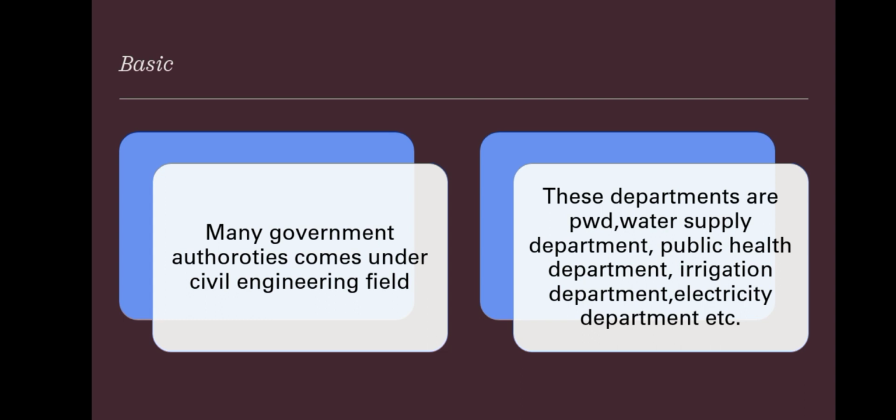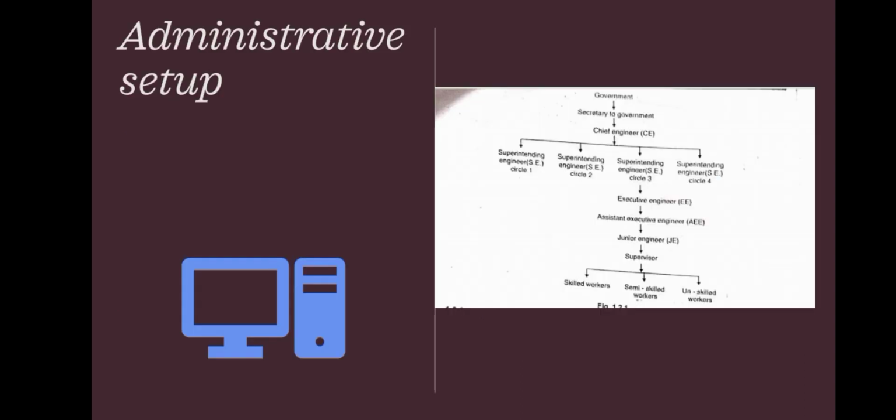As we know, as civil engineers, we have to work in several government sectors. These government departments are mainly known as the water supply department, PWD, public health department, irrigation department, electricity department, etc. Each department has its own works. The main significant department is PWD, which is the Public Work Department. Public Work Department has a glorious history, and it has mainly two types, the same as other departments, central PWD and state PWD.